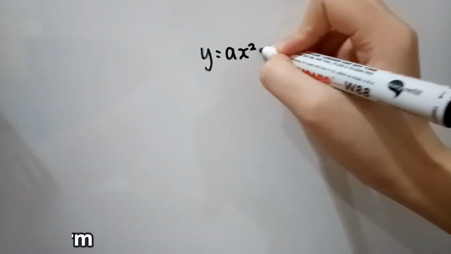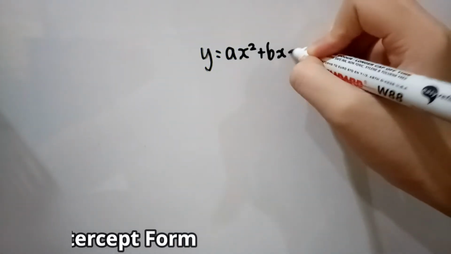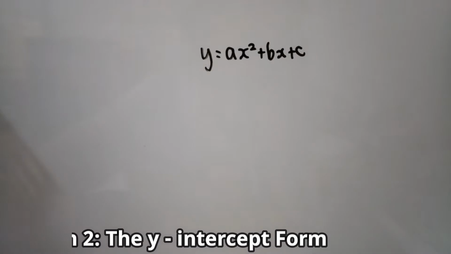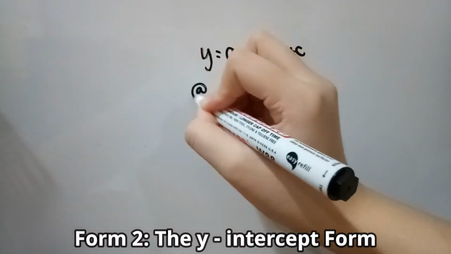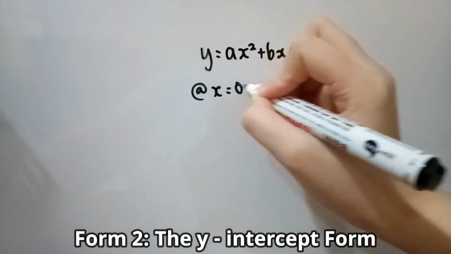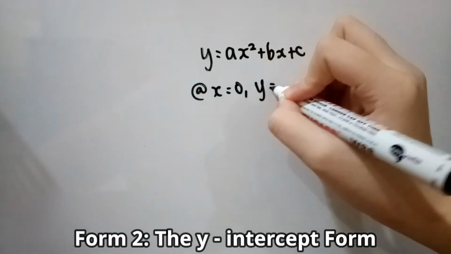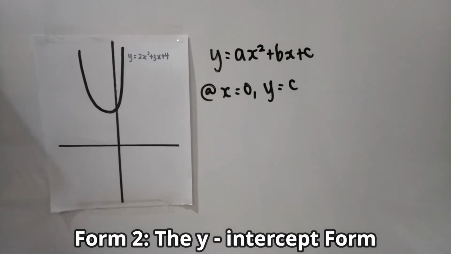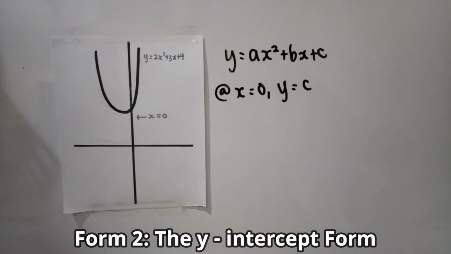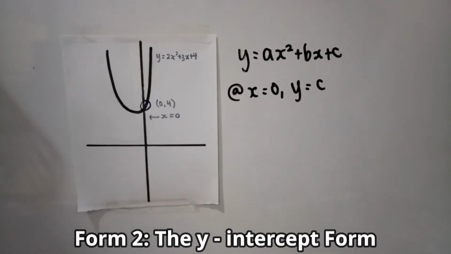Form 2. The y-intercept form. This is the form that we've been using since the start of this video. The form y equals ax squared plus bx plus c is really helpful when trying to find the y-intercept. That's why it's named that way. When you make x equal to 0, all that is left is y equals c. Let's use an example of y equals 2x squared plus 3x plus 4. When you substitute x equals 0, you get directly y equals 4.